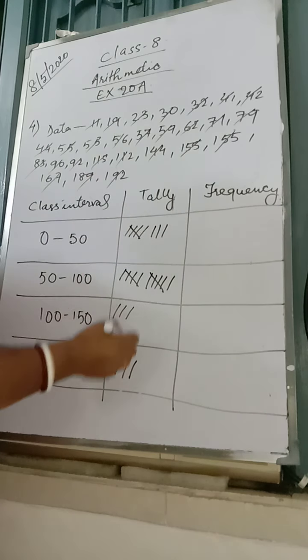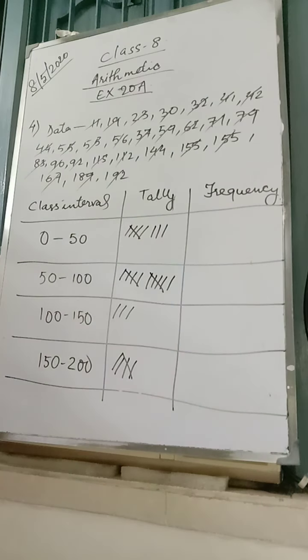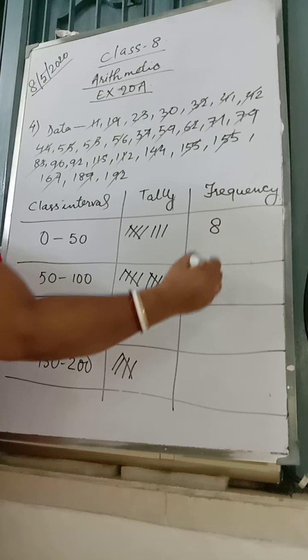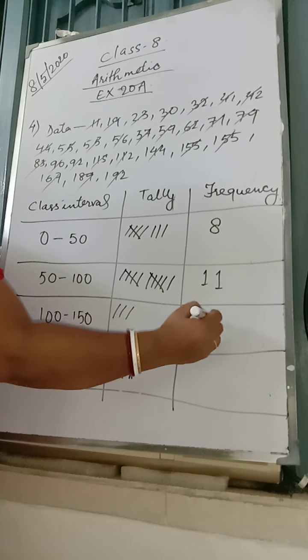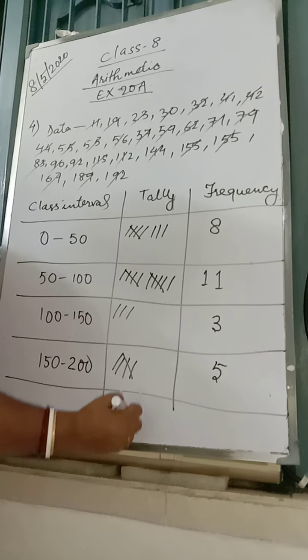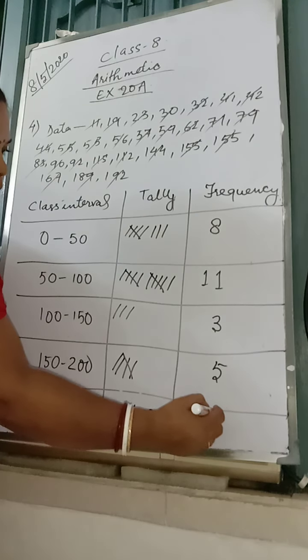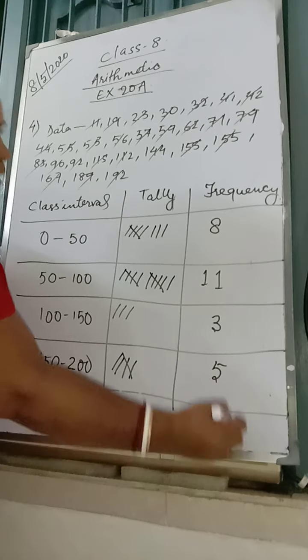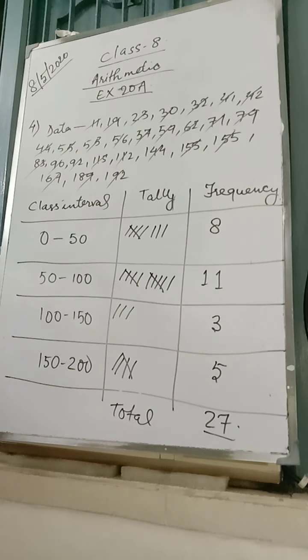This is almost equally given. They have not jumbled it, so it's easy. So we have got 8, 11, 3 and 5. So total would be 27. Means we have collected the same data. 27 data we have, and we have arranged it according to the equal class intervals.